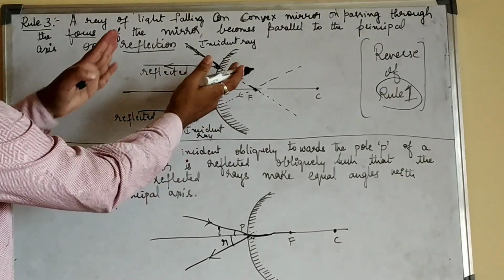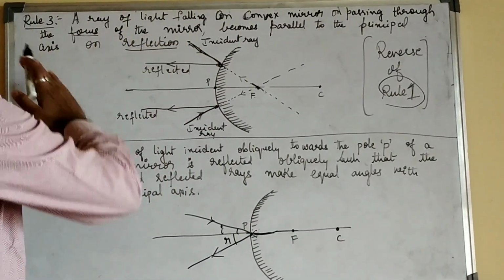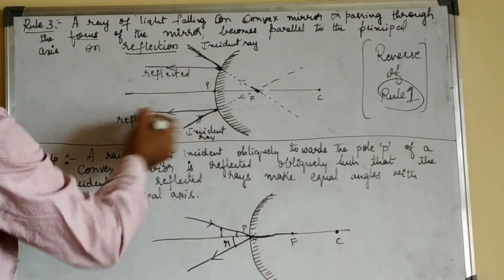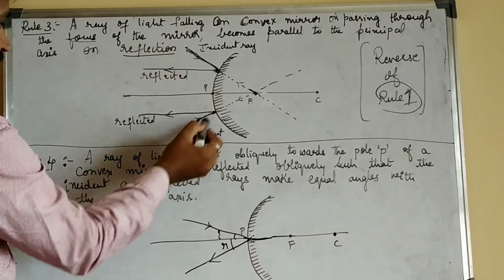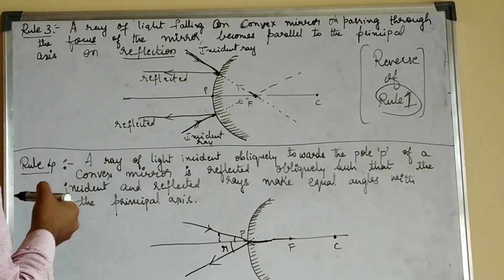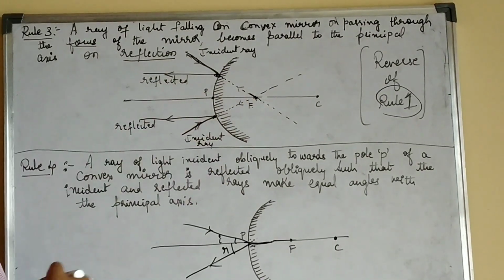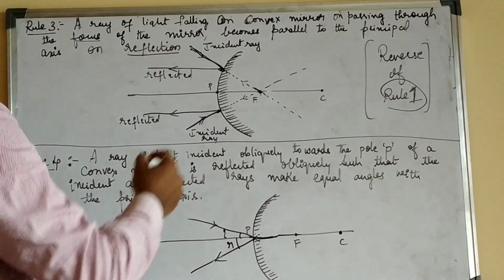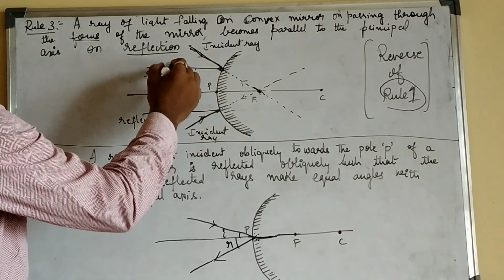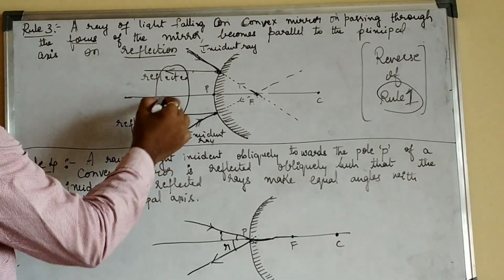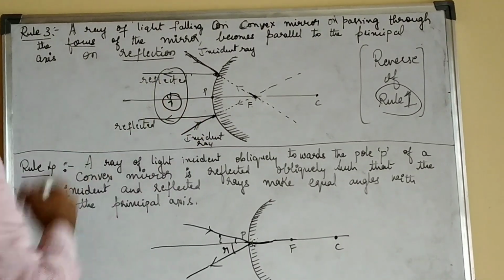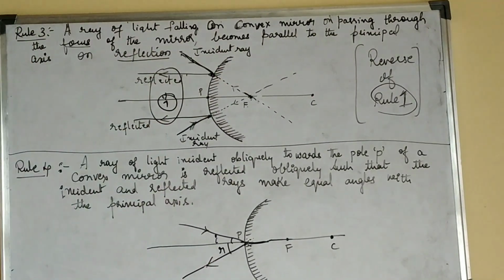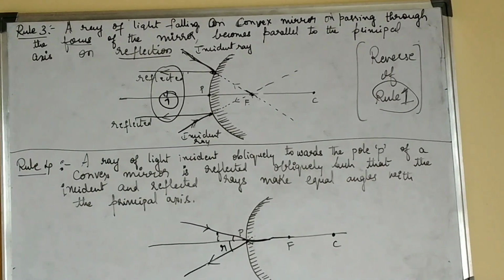The reflected ray should come towards the same side or the same plane where the incident ray is, right? So now you can see here, this is the reflected ray. These two are incident rays, these two are reflected rays. It appears to be coming from the principal focus. Why do we use the word appear? Because it is a convex mirror. Now these two reflected rays are parallel to the principal axis. So this is rule number 3.